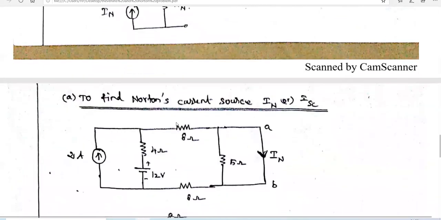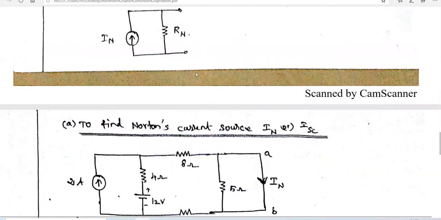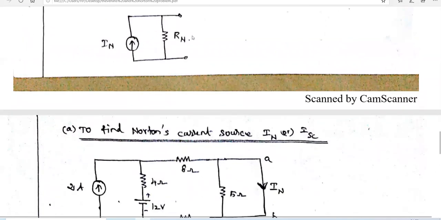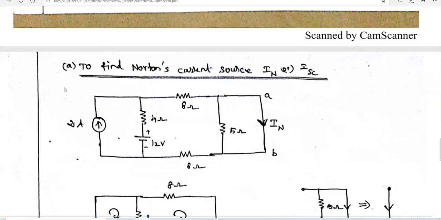So in this theorem, we have to follow 3 steps. What is the first step? We have to find the Norton's current source value, that is IN or ISC. IN means Norton's current. During the calculation of this Norton's current, the terminal A and B is short circuited. That's why this current is called short circuited current. This is the first step. The second step is to find out the value of Rn. What is Rn? Norton's equivalent resistance. What is the third step? We have to draw the equivalent diagram. That's all.